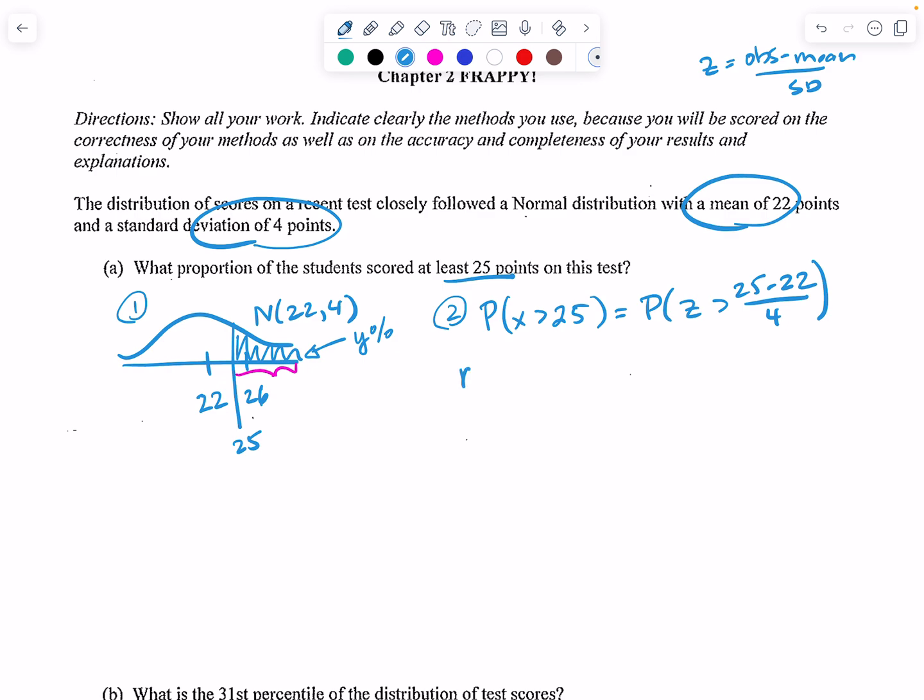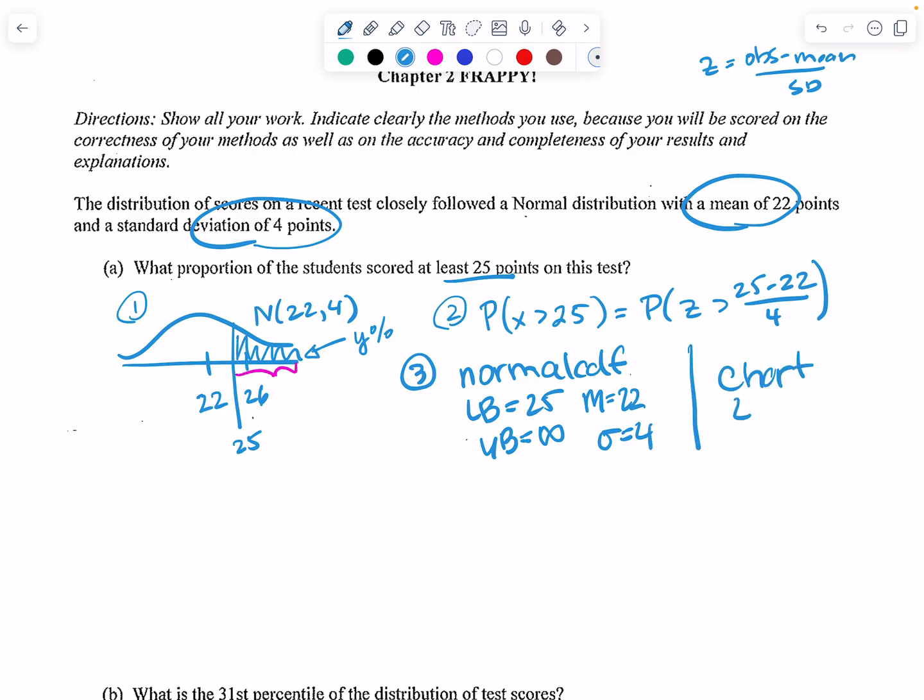So I'm going to be using the calculator of normal CDF. So my step 3 is to show my work. So normal CDF, and I'm doing lower bound 25, upper bound infinity, mean 22, and standard deviation is 4. If I chose to do my chart, I would say, okay, I'm doing the chart. I've got a z-score of 0.75. And then when you put this in, you're going to still get about 22%. So either way, you're going to get about 22%.